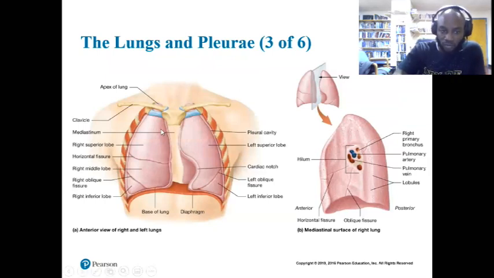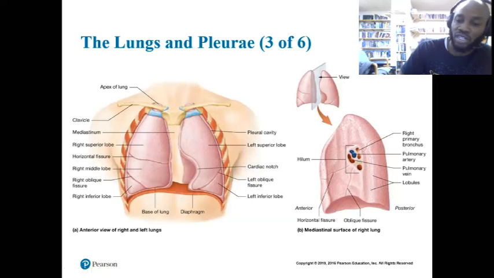This is the general structure. You see the clavicle, apex of the lungs, diaphragm, base of the lungs, the cardiac notch, 3 lobes of the right, 2 lobes of the left. Lobes divided by the horizontal fissure. The 2 lobes of the left divided by the left oblique fissure. The hilum, I said helium, the hilum, where we have our pulmonary vein, pulmonary artery, and our bronchus and our lymphatic vessels go into the lungs.